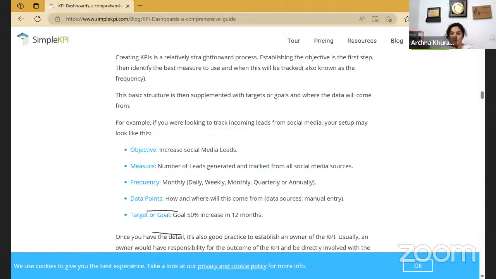Sorry to cut you. The example given here is only for one KPI. So the KPI remains the same, which is tracking incoming leads from social media. So if you say the objective is to create awareness of the institution and organization, then the other things have to be mapped to that. Right. Sorry, go on.